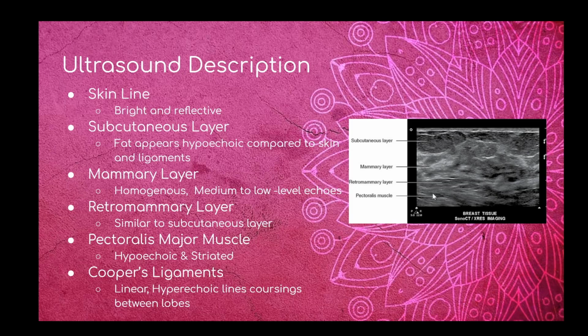And then, as we had mentioned with the Cooper's ligaments, you'll see those Cooper's ligaments running through. You can see one here. They're going to be bright white lines, and especially in that pre-mammary layer, they make it look like it's kind of balls of fat within the tissue.